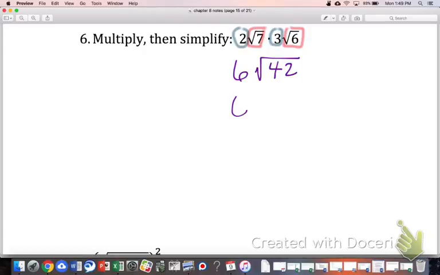Can anybody tell us the prime factors of 42? 6 and 7. So 7 is prime, but 6 is not. 3 and 2, yep. So when you look at this a little more closely, when you break things down, you can see that there are no pairs of like factors that can come out. And so really the 6 root 42 is the simplest possible answer. Okay, any questions?